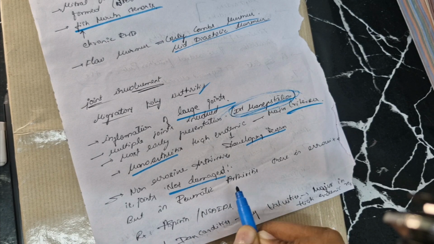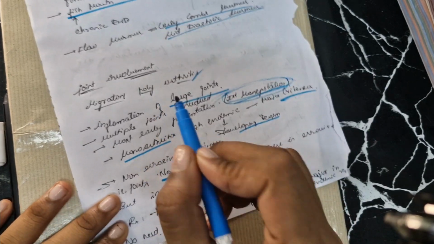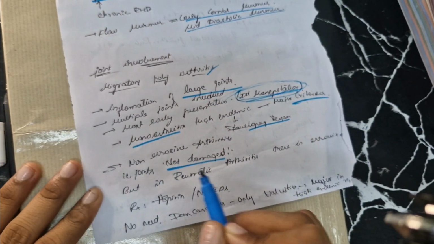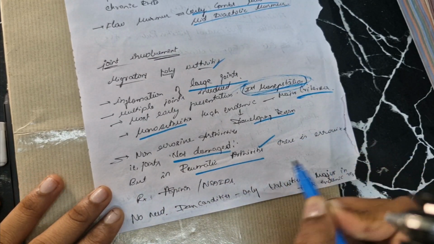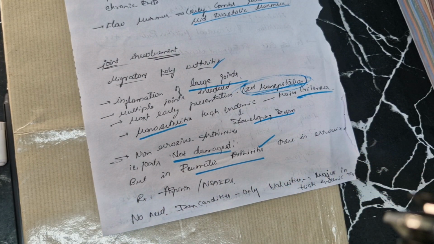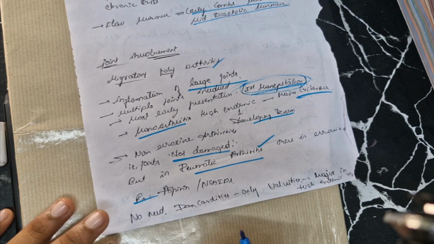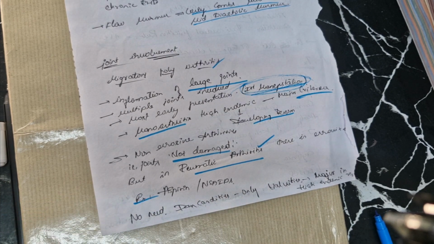But in rheumatic arthritis, this is a migratory polyarthritis. Migratory polyarthritis is a non-erosive arthritis, whereas in rheumatoid arthritis, this is an erosive arthritis. So the treatment for this will be aspirin, which reduces inflammation, NSAIDs and aspirin.